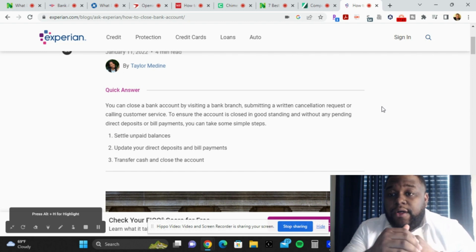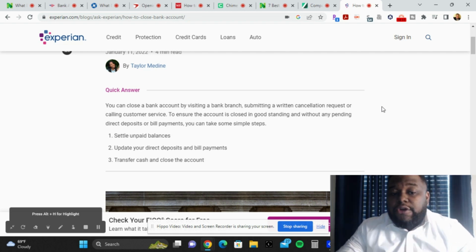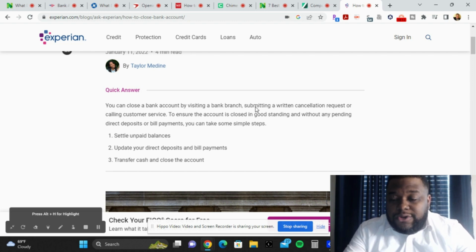A lot of times people try to close the account where they may have some type of fraud, or some charges on the credit card, or any negative actions on their accounts, and then they try to close it. It's hard. So rectify any issues first. Any unpaid balances or any issues, rectify that first, and then you will be able to close the bank account.